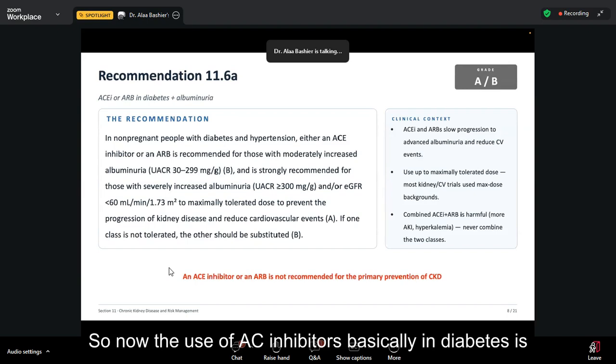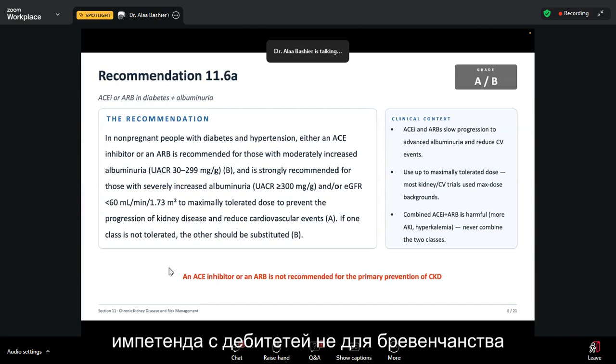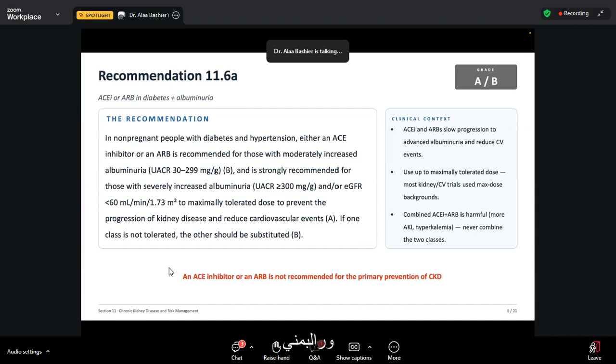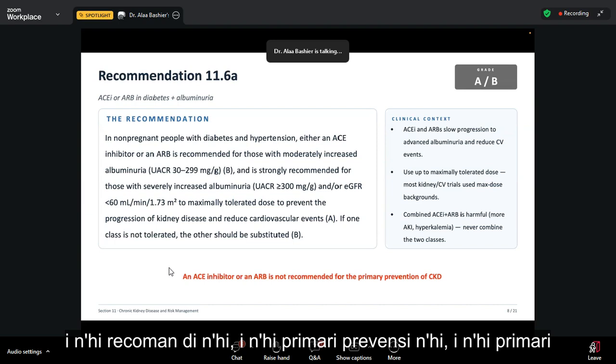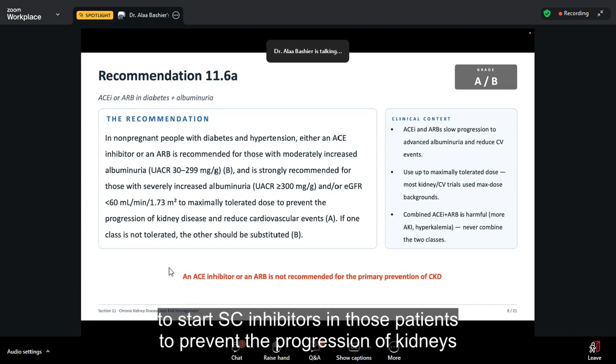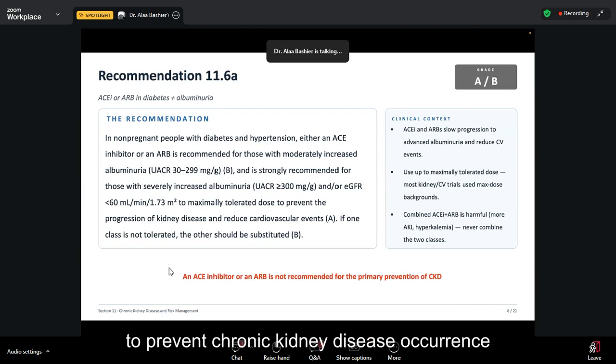So now, the use of ACE inhibitors in patients with diabetes is not for prevention. So we use it in those patients with hypertension or albuminuria, and they are not recommended for primary prevention. So if a patient with diabetes has no albuminuria and no hypertension, there is no recommendation whatsoever to start ACE inhibitors in those patients to prevent the progression of kidney disease, or to prevent chronic kidney disease occurrence.